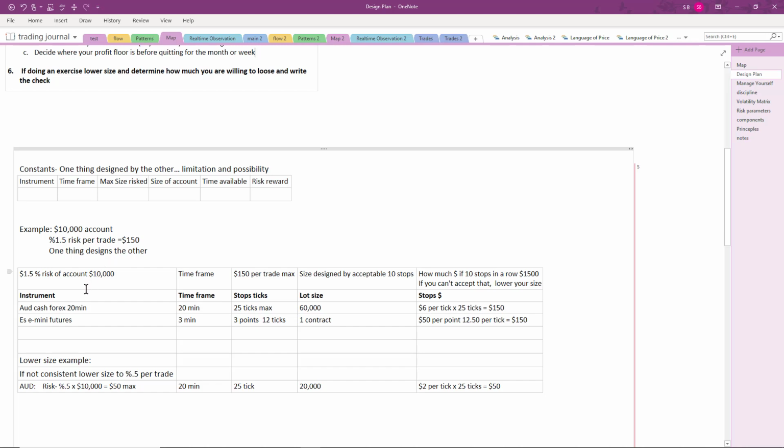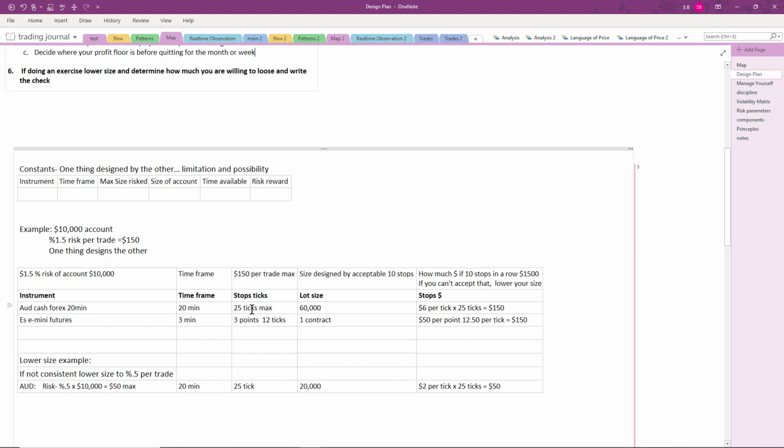Now, if I set it up like this, and I have the Aussie 20-minute, I'm trading a 20-minute time frame, I'm going to figure out my maximum stop in ticks. So the last time I did this, my maximum stop was 25 ticks. That's going to tell me the size I can use.